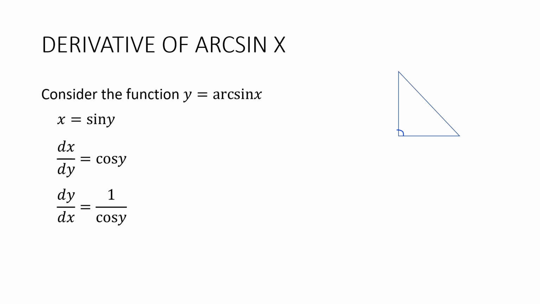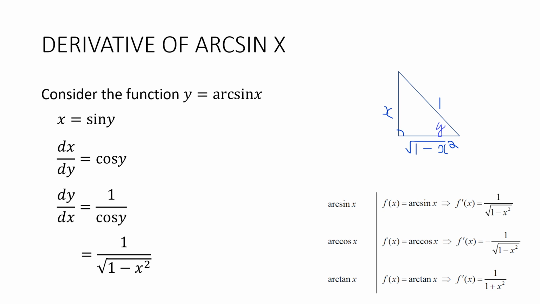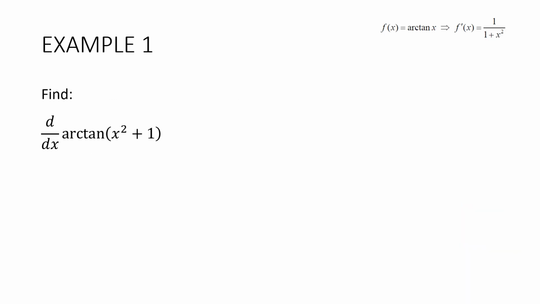You've seen this before. If sine y is equal to x over 1, then we can write that. And just using Pythagoras' theorem, this side here would be the square root of 1 minus x squared, and so cos y would be equal to adjacent over hypotenuse, and so our derivative is 1 divided by the square root of 1 minus x squared. Now on your formula sheet, you get the derivatives for arc sine x, arc cos x, and arc tan x. I'll leave the derivative of arc cos x and arc tan x for you to have a go.